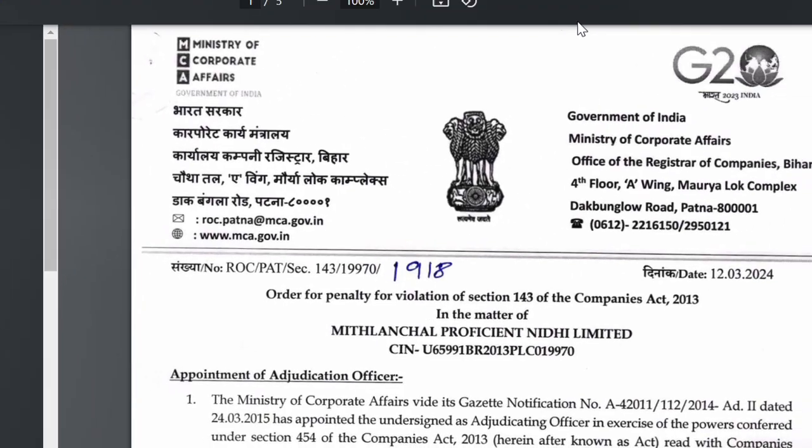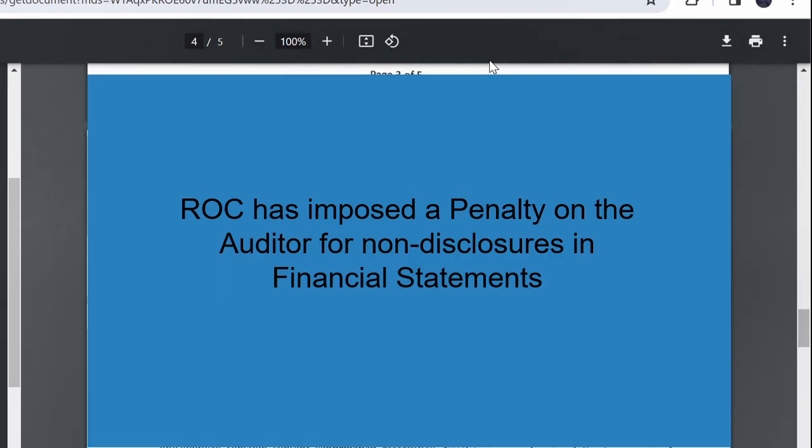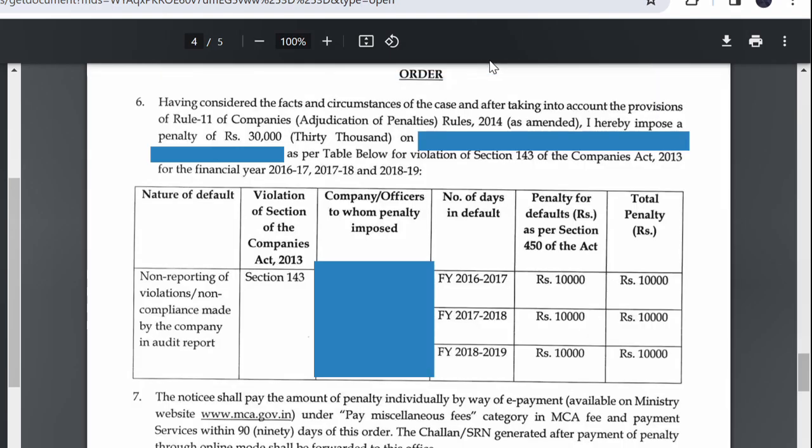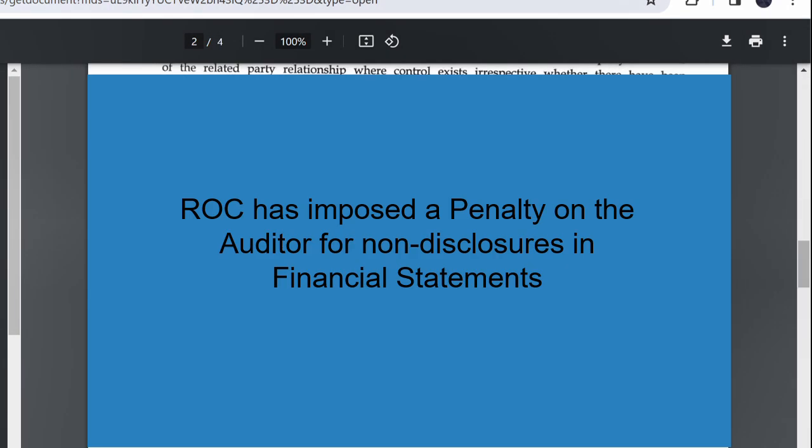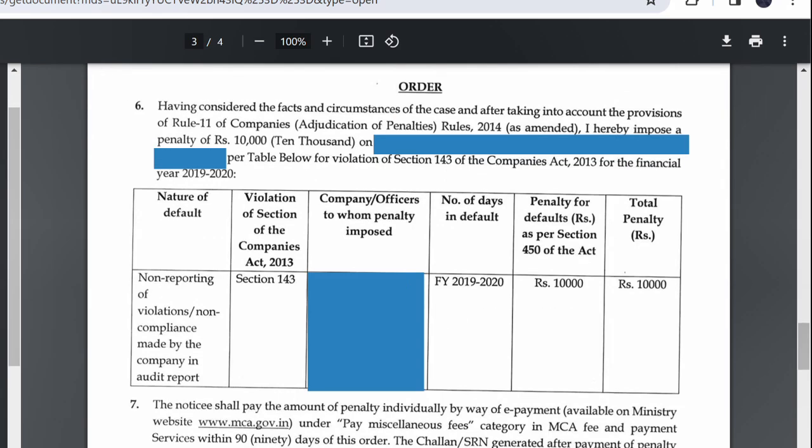Now let me show you what penalty the ROC has imposed. Over here, ROC has imposed a penalty of 10,000 rupees per year. In the first order, they observed non-compliances for 3 years, so there is a total 30,000 penalty under section 450, which has been cast upon the auditor. In the second order, which is related to the single financial year 2019-20, they have imposed a penalty for 1 year, which is 10,000 rupees.